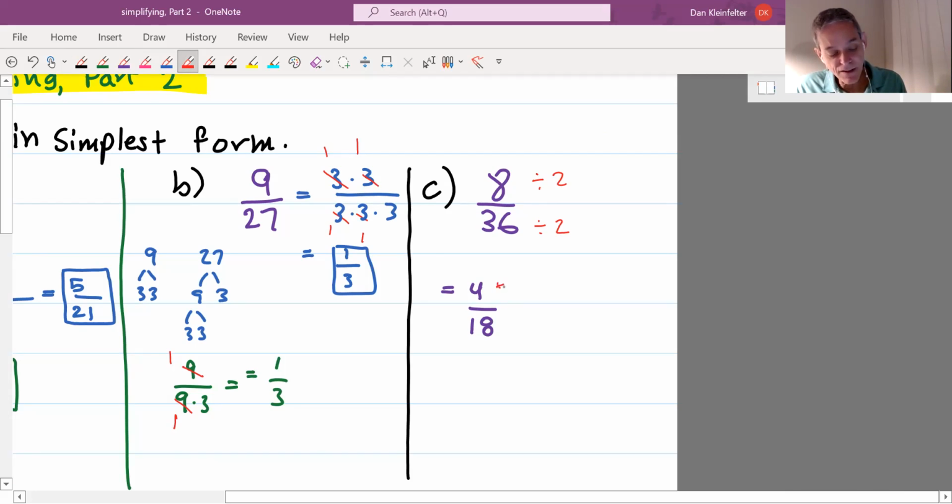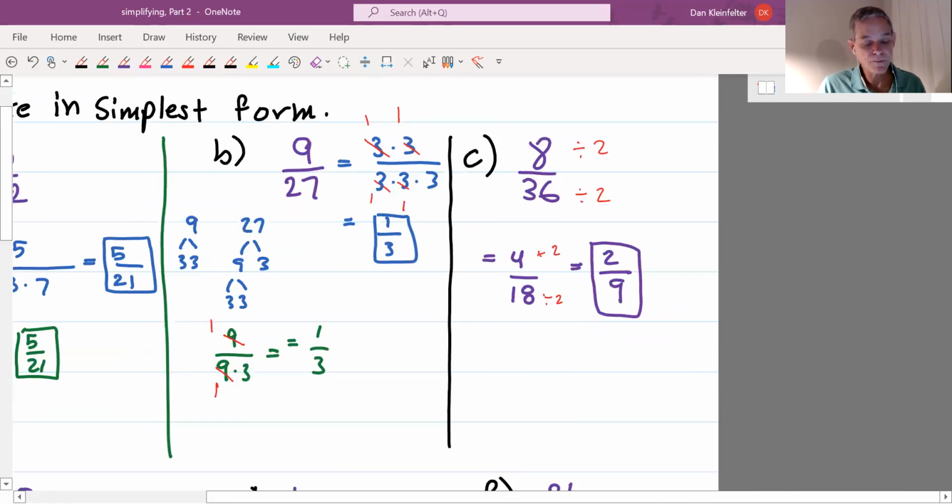You may have seen in the first place that 8 and 36 were divisible by 4. I just wanted to show one where you did a couple of steps. If you don't see right away that 8 and 36 are divisible by 4, that's fine. You can do it little by little as I have done here. 4 divided by 2 is 2, and then 18 divided by 2 is 9. 2 and 9 don't have any common factors anymore, and so we're all done.